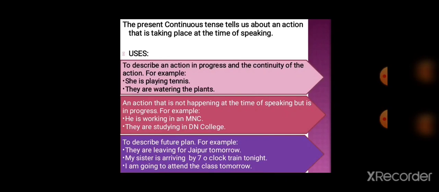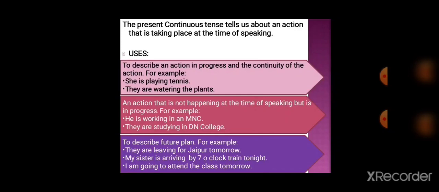It is continued. The second use is to describe an action that is not happening at the time of speaking but is in progress. For example, he is working in an MNC. They are studying in DN college. So this work is in progress. This action is in progress.